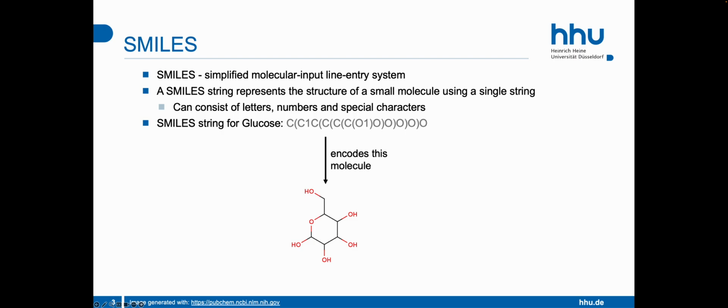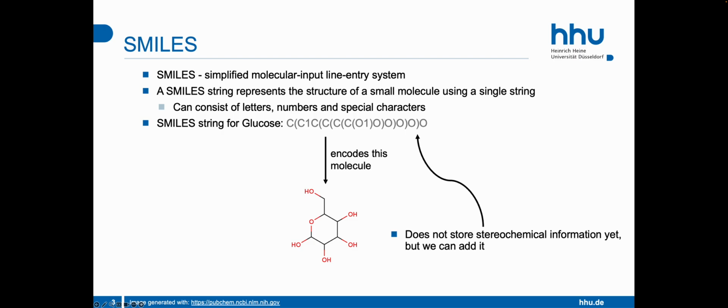The SMILES string that you see here does not tell you everything about the exact stereochemistry of glucose, as opposed to the molecular graph that you have seen for glucose on the previous slide, where we used hashed and solid triangles. But as we will see in a few slides, we can also encode the exact stereochemistry of a small molecule using SMILES strings.